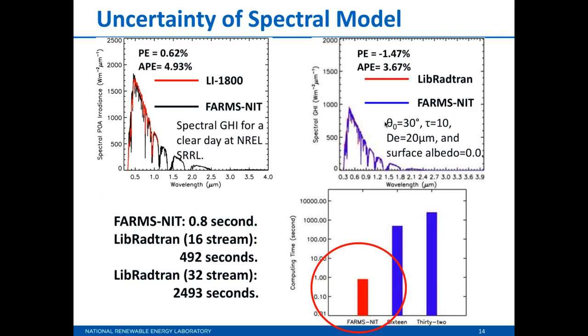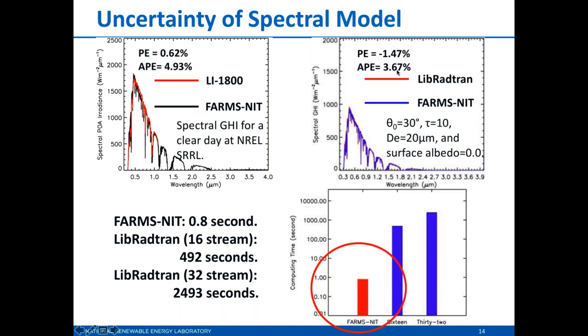Given that we've developed this new model, the spectral model, which is a fast model, we just did some evaluation using measurements and also the slow but really accurate model called libRadtran. On the left-hand side, you can see a comparison between LI-1800 in red, which is our measurements using a spectral radiometer, and the model which we call FARMS-NIT. And as you can see, in general, the percentage error is less than 1%, and if you look at the absolute percentage error through the whole spectrum, it's less than 5%.